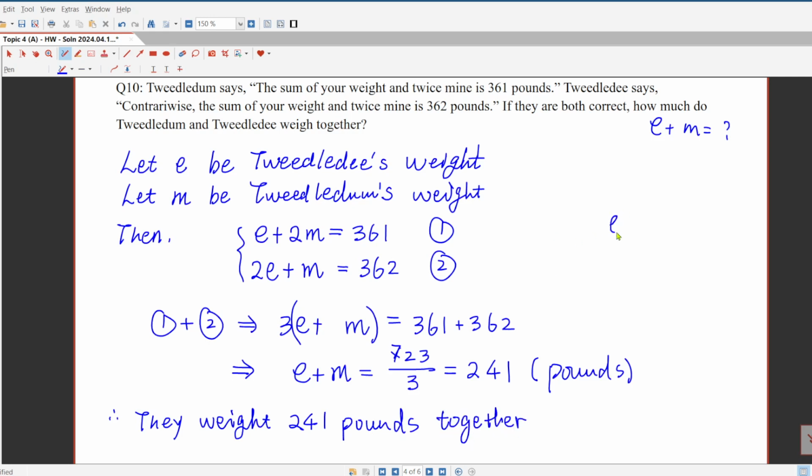Okay, do not just say E is some number and M is some number, because the question does not ask you this, right? This is some steps in between. If the question asks you how much they weigh together, you must answer the question in your final statement here. Okay, do not forget this. All right, have a look at the solution here. Any questions, just let me know, okay?